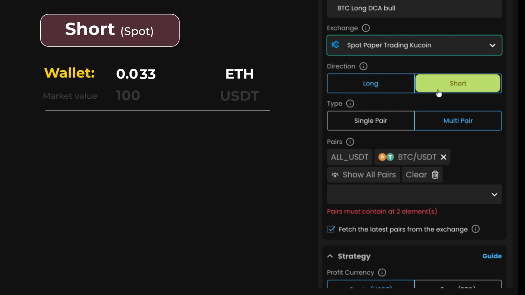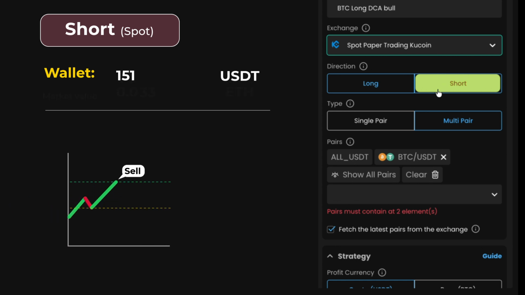Short. You must already hold the base asset, for example, Ethereum. The assist sells Ethereum at a high price and buys it back cheaper as the price drops. Result. In a successful trade, you could end up with more Ethereum.